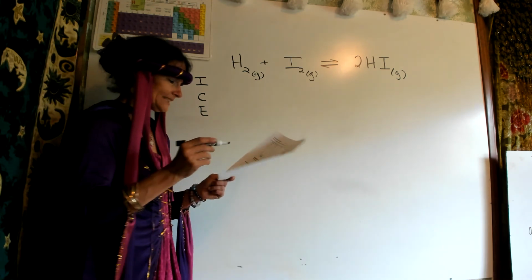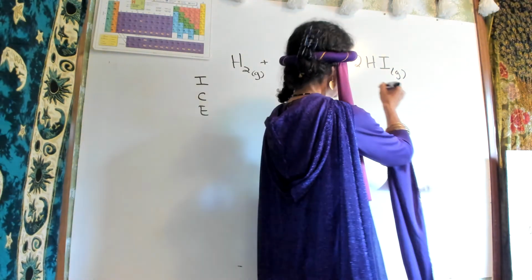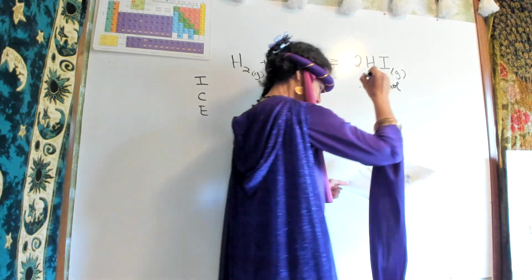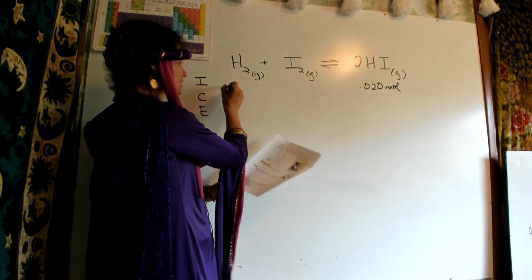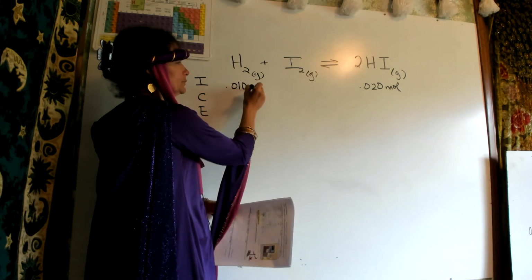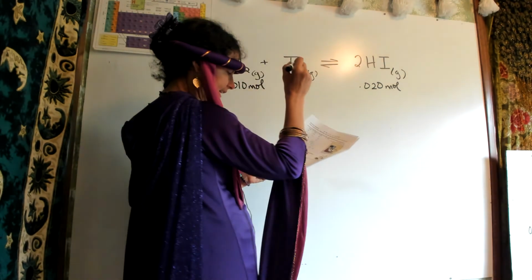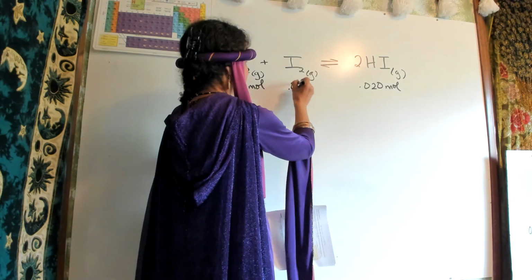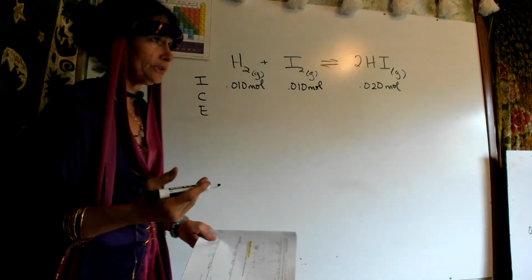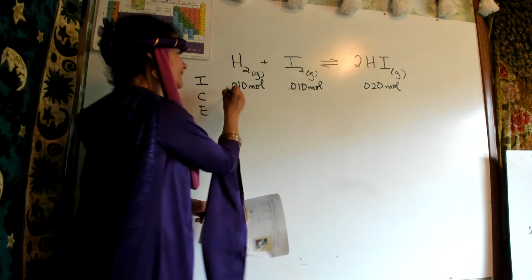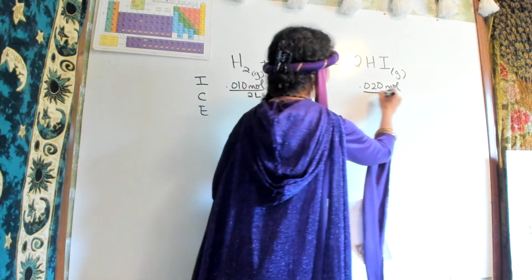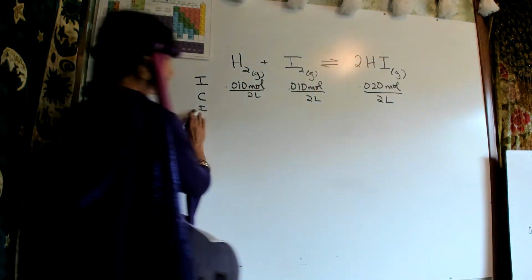But everything's present initially. So my HI, 0.020, put a unit. It is moles. Hydrogen, 0.010 moles. And the iodine is 0.010 moles. So on Show Your Work, you need to show me where the numbers are coming from. And then that's over 2 liters. They're all mixed. Everything's together. It's a closed system. This is a Q problem.